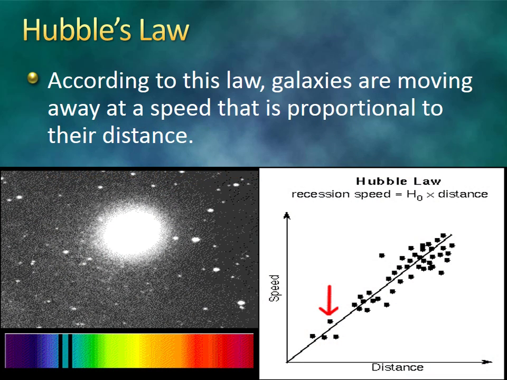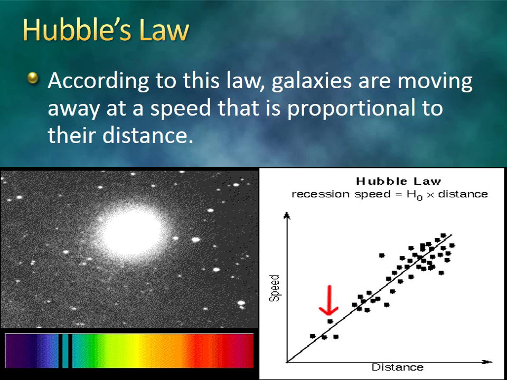So Edwin Hubble was a famous astronomer who made lots of contributions to astronomy. Edwin Hubble came up with something that proposes that galaxies are moving away from each other at a speed that is proportional to their distance. So what that means is as their distance increases, their speed also increases. And this is important because it relates to the electromagnetic spectrum.